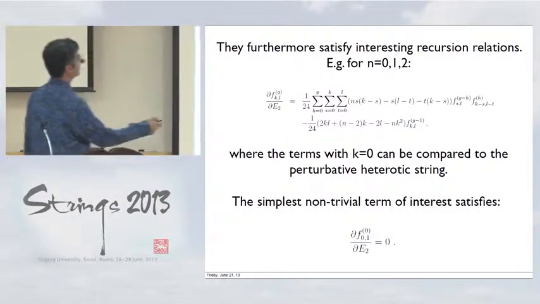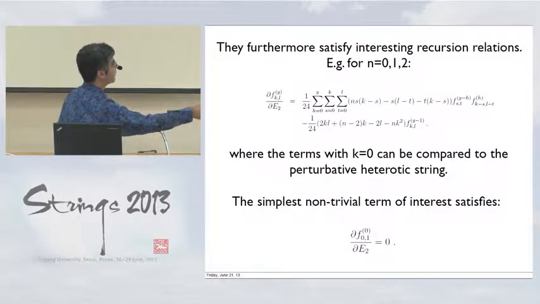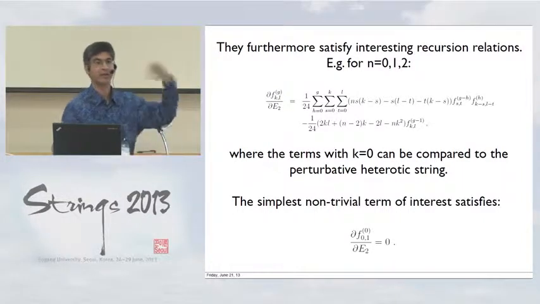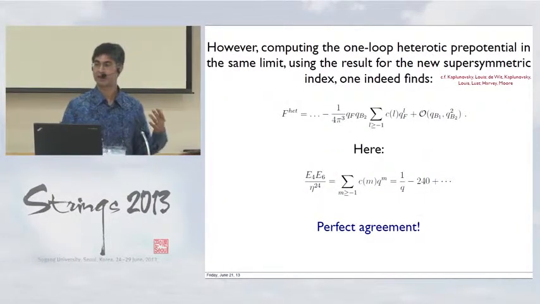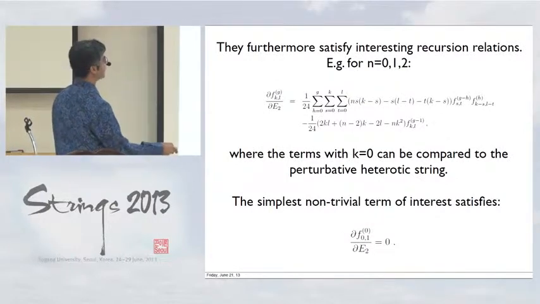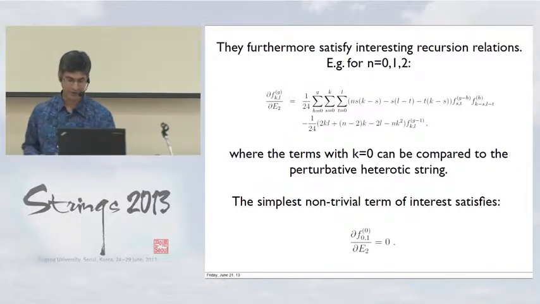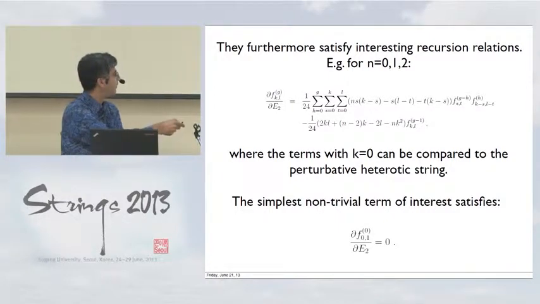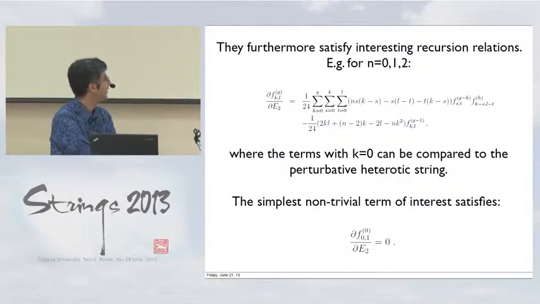Now in all of this, to check anything I say, we need to compare to a one-loop heterotic computation. So that means only the terms with k equals 0, terms where the base of the fibration appears to the 0th power, there's no e to the minus 2 pi times the dilaton, can be compared, but that's still in fact a large set of terms. So the simplest non-trivial term of interest would be F01 at genus 0. It would be the term in the Q expansion here with no power of the dilaton in some modular form. It satisfies this equation.